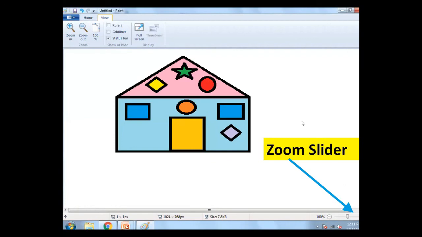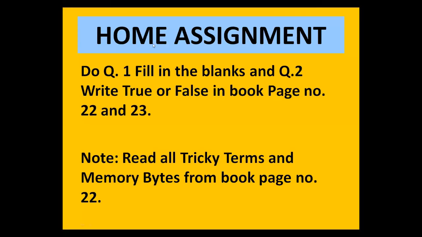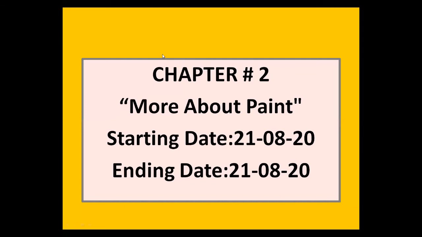Now I'm going to share the home assignment. This is your home assignment. This is your book work. Do question number 1, fill in the blanks, and question number 2, write true or false in the book, page number 22 and 23. Note: read all the tricky terms and memory bites from the book, page number 22. This is your copy work.